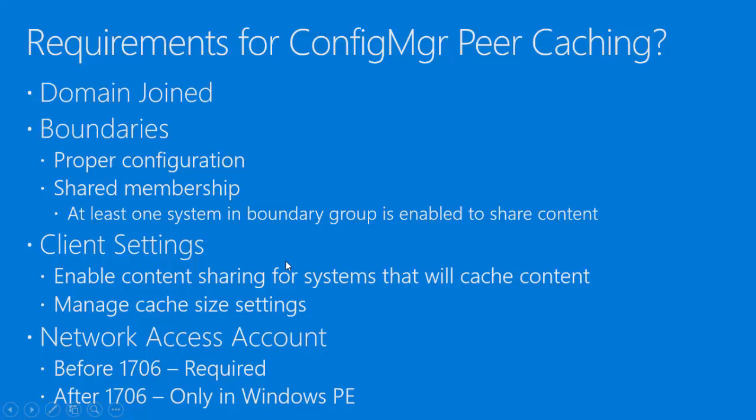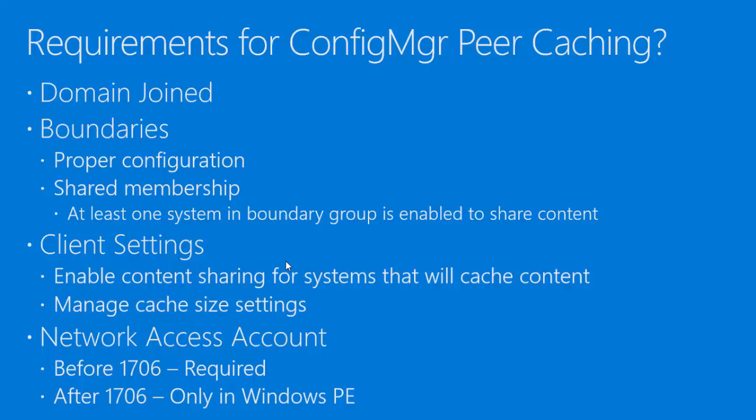So what are the requirements for setting up ConfigMgr peer caching? We'll run through the list. We'll actually go and do the configuration here in a minute. So you do need to have domain joined systems in order to share content back and forth. Your boundaries, you need to have that. You don't see the boundary called out so much in the docs, but truthfully, to make this work, you need to have boundaries properly configured. You need to have membership of your boundary groups, I should say, instead of boundaries, properly situated so at least one system in the boundary group is enabled to share content.